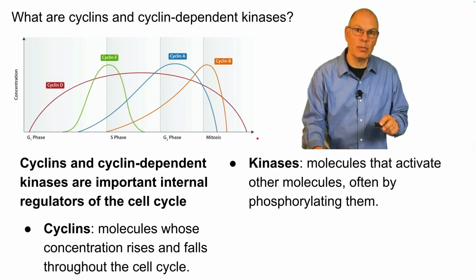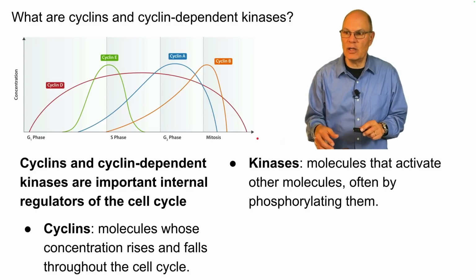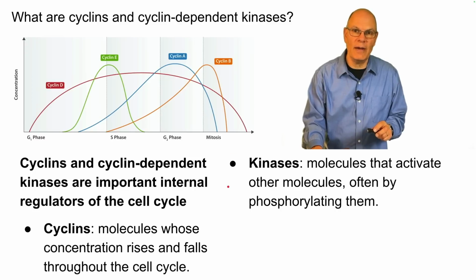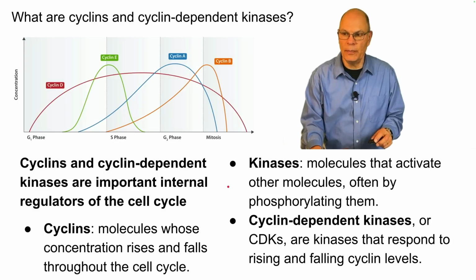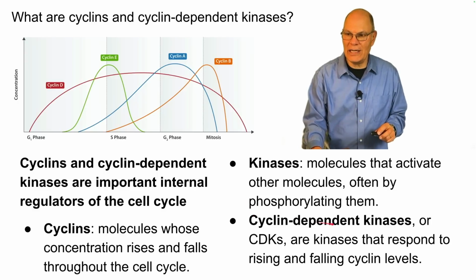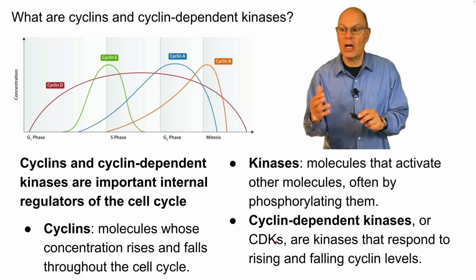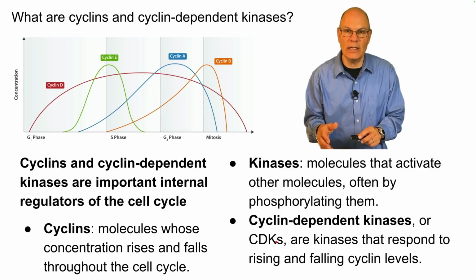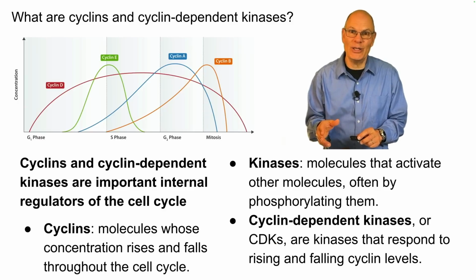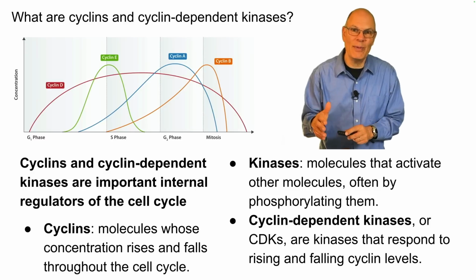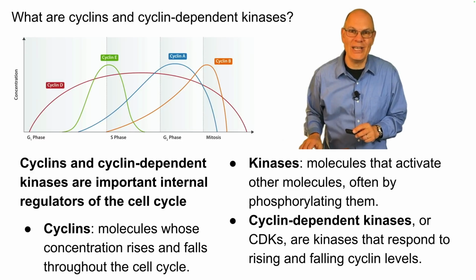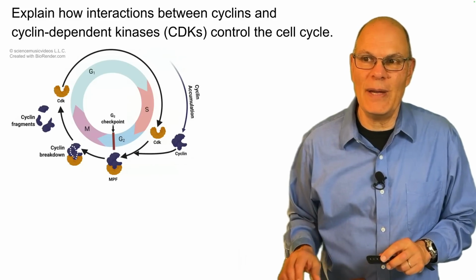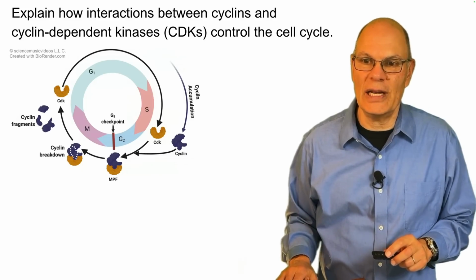Kinases, which we discussed previously in the context of cell communication, are molecules that activate other molecules, often by phosphorylating them. They're not shown. And cyclin-dependent kinases, or CDKs, are kinases that respond to rising and falling levels of cyclin. Now we're going to put that all together and see what some of the mechanisms are that regulate cell division. Explain how the interactions between cyclins and cyclin-dependent kinases control the cell cycle.